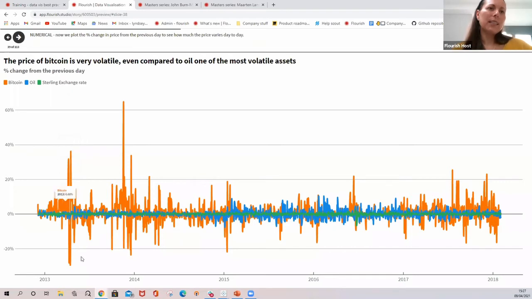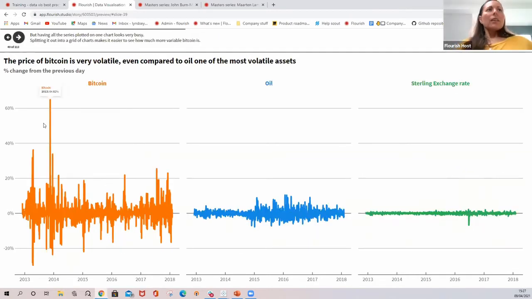Now you can see this volatility much more clearly, and it's having more of an impact on the reader. It's really resonating with you, all these big swings. So plotting a different type of metric really has a huge impact. Secondly, having all the series plotted on one chart looks very busy, and if we split it out into a grid of charts, I think it makes it much easier to see how much more volatile Bitcoin is compared to oil or the sterling exchange rate.